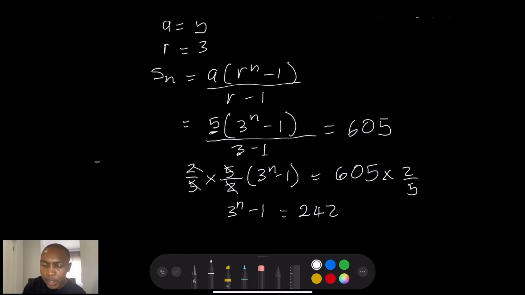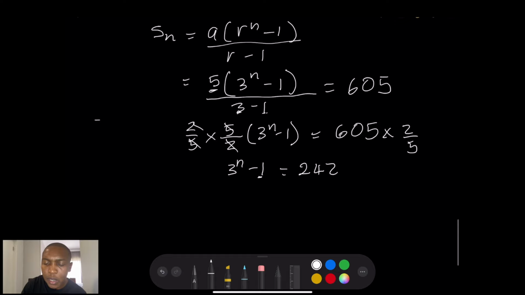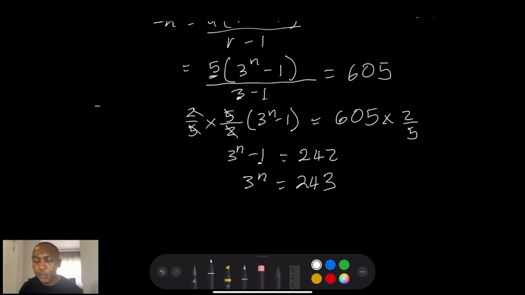If I take the 1 to the other side, remember we cannot add it to the 3^n. They're unlike terms in that case. So we're going to have 3^n, and taking it to the other side, it will be 242 plus 1, so I'll have 243. Either you can use logarithms, or we can simply find out what is the power of 3 that would actually give us 243.